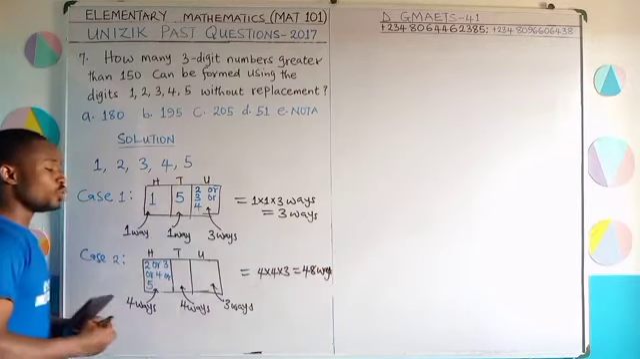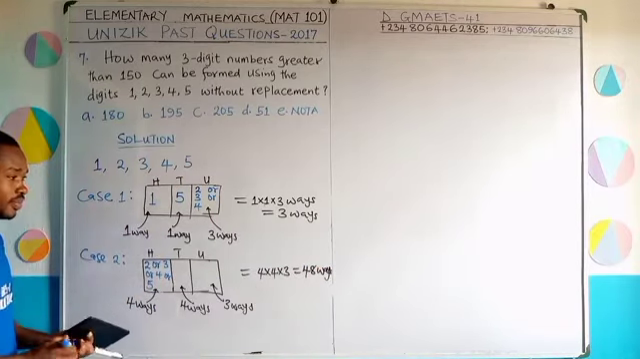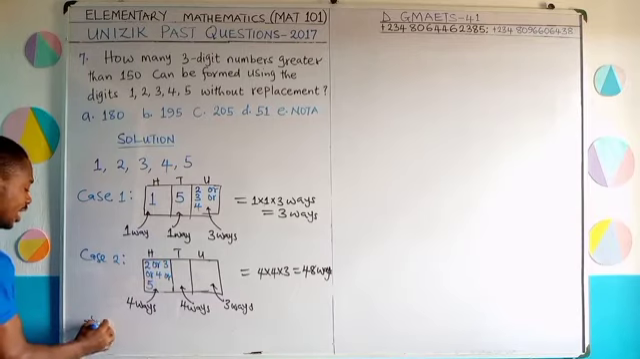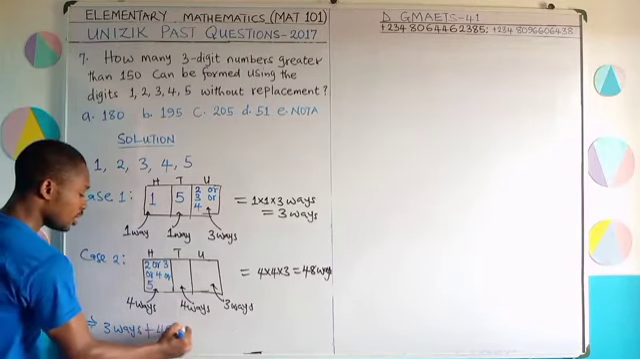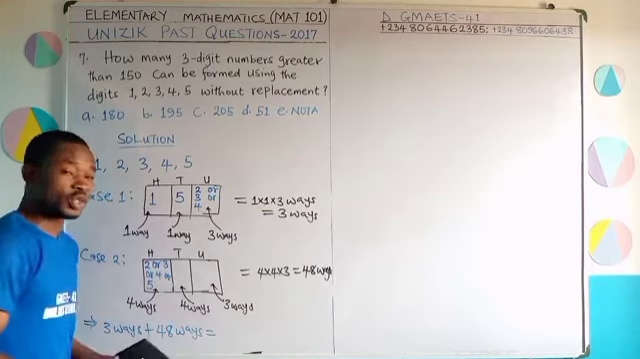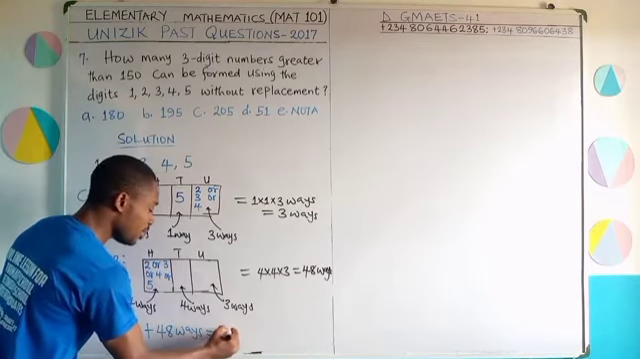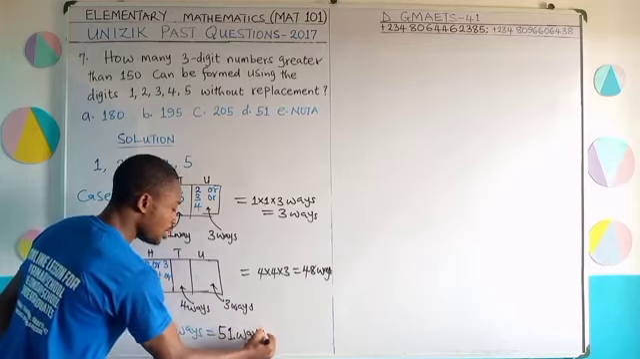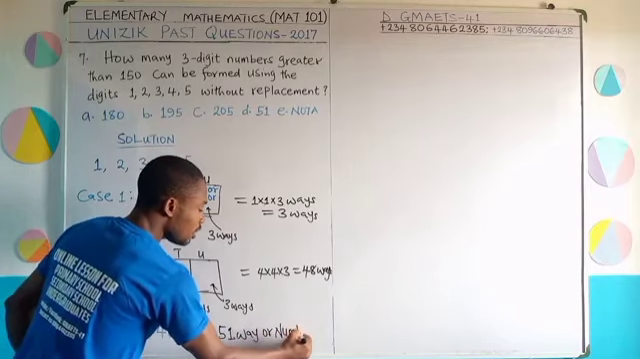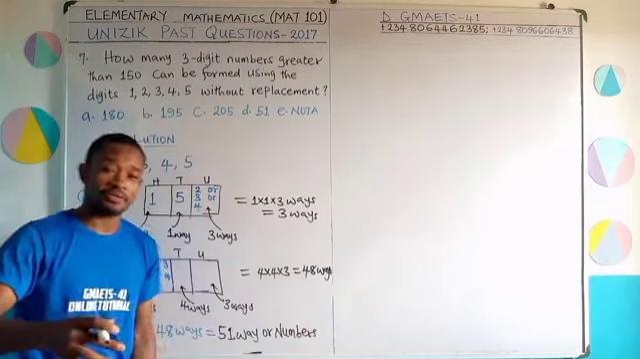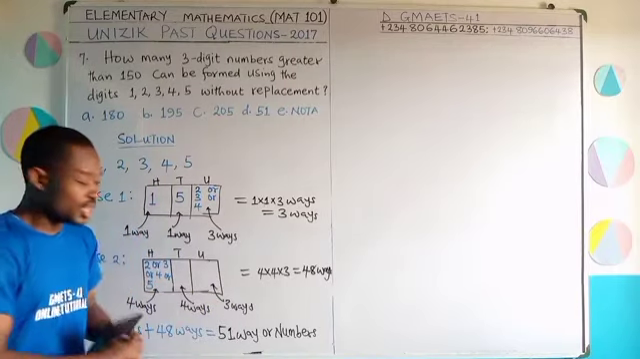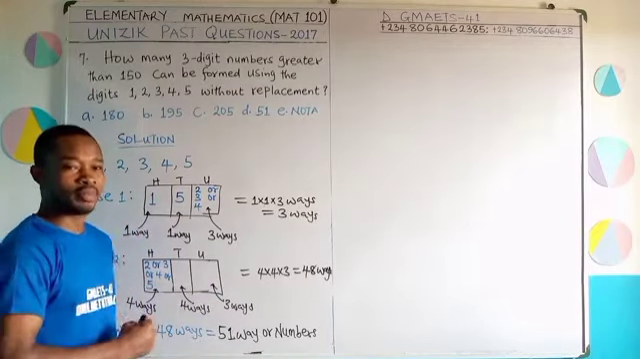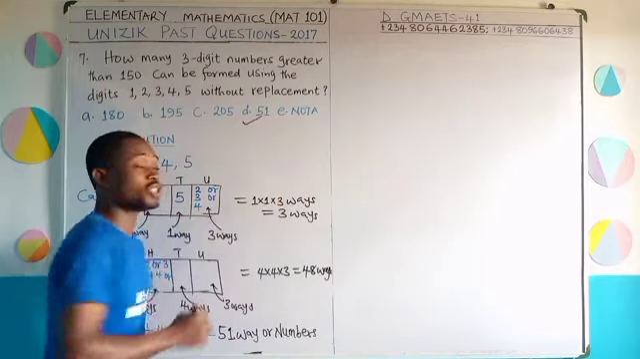So all we need to do is add up these ways. If we add up the ways, it implies that 3 ways plus 48 ways is going to give us how many ways? 51 ways. That 51 ways simply means 51 numbers. So if you are using 1, 2, 3, 4, 5 to form 3-digit numbers that will be greater than 150 without replacement, there will be 51 such possible numbers that can be formed. And that goes with option D.